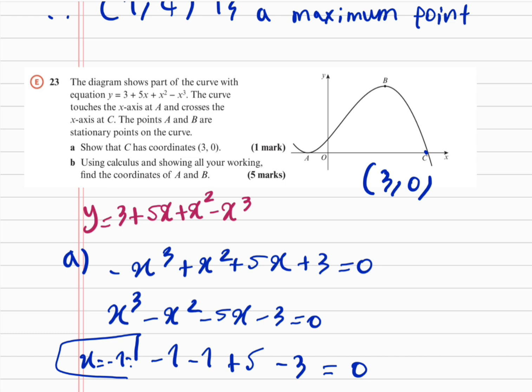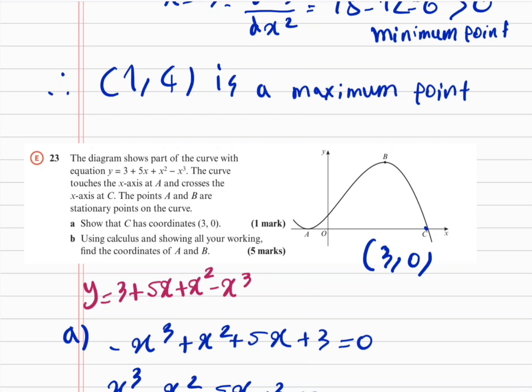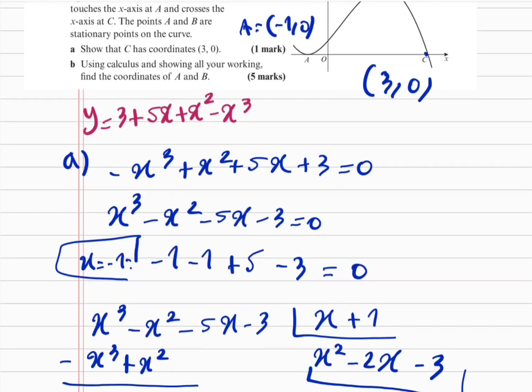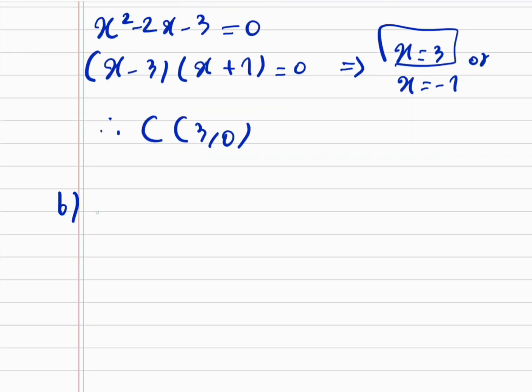So for part B, we need to use calculus to find the coordinates of points A and B this time. We have already found the coordinates of point A, because point A has x coordinate -1 and y coordinate 0. So that's the coordinates of A: (-1, 0). Now let's think about point B. Point B, as you can see, is the maximum of this curve. So in order to find this, we need to first differentiate y and then set that equal to 0 to find a stationary point. So for point B, we first find dy by dx.